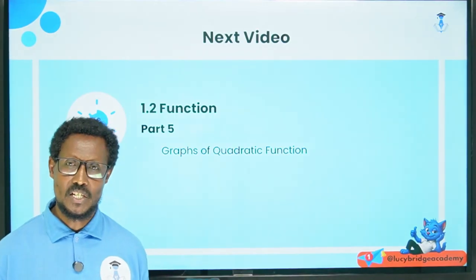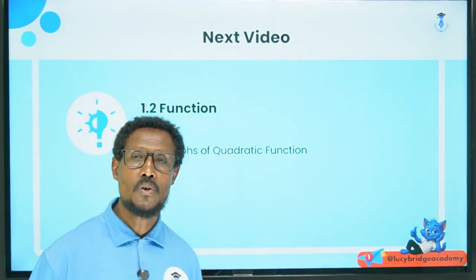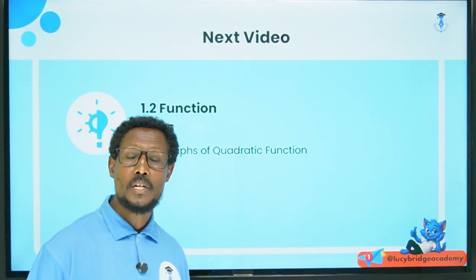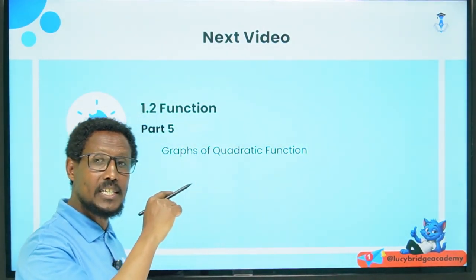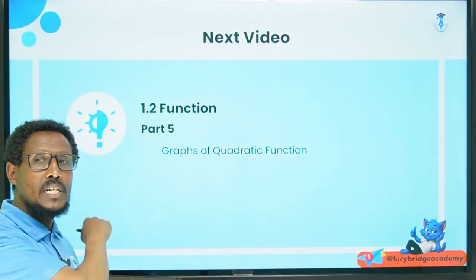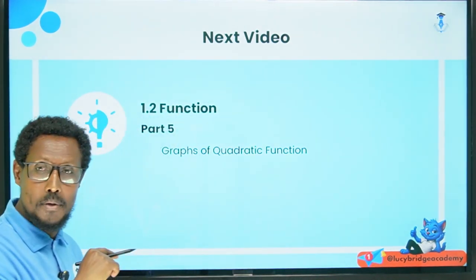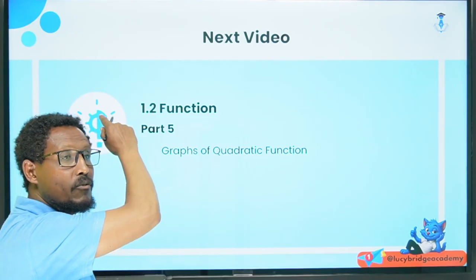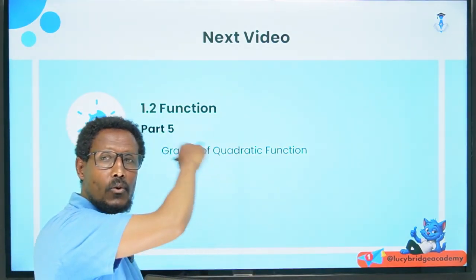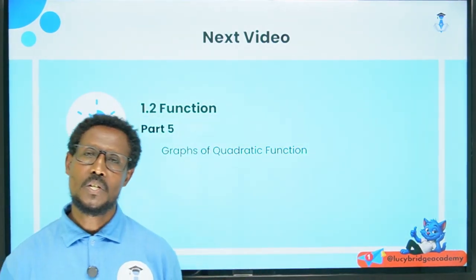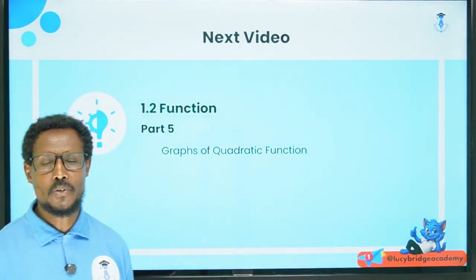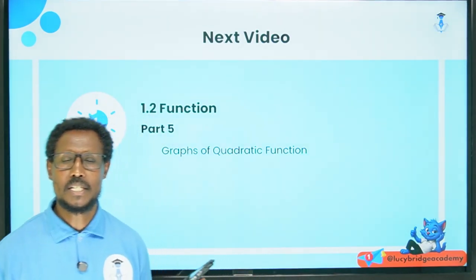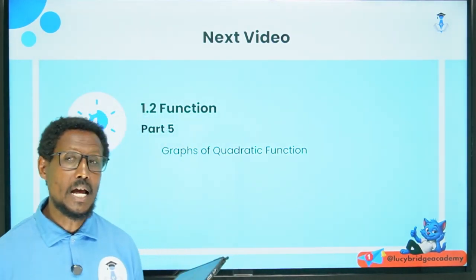If a is greater than 0, which means positive slope, the graph looks like a straight line going from left bottom to right top, from the third quadrant to the first quadrant. If the slope is negative it is from left top to right bottom, or from second quadrant to fourth quadrant. This is all for today. On the next video we will see the graphs of quadratic function, which is a parabola, whether upward or downward parabola.